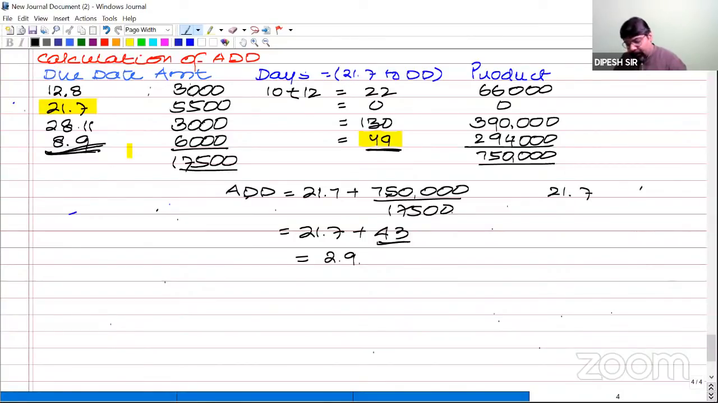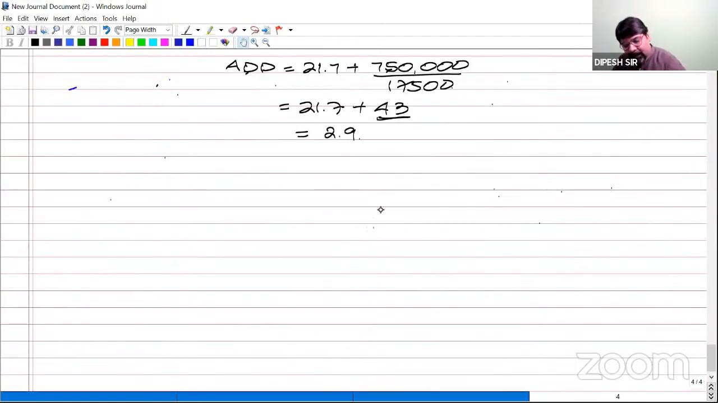Or 21/7. You had 43 days. You add 10, August is over. Then you add 10, July is over. You add 31, August is over. You're left with 2. You add 2, you reach 2nd of September. Correct? Yes, sir. So 2nd of September is the average due date. If you make the payment on 2nd of September, there is no loss of interest. Now, this 2nd of September is my average due date.